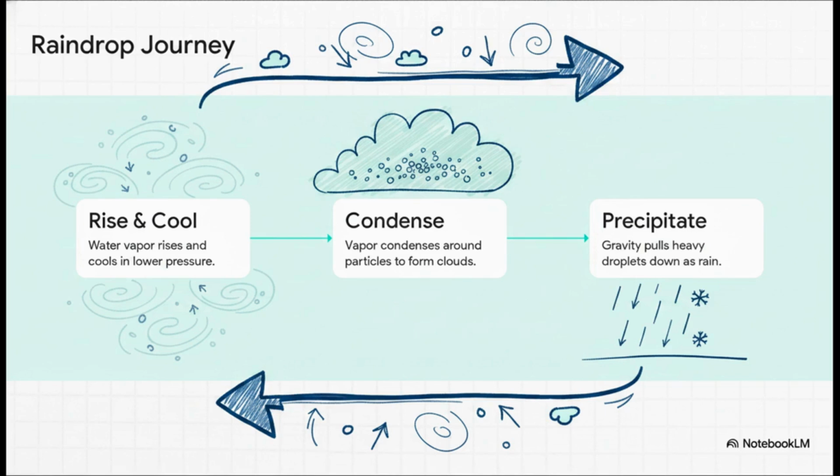Water vapor rises and cools as the atmospheric pressure drops. Then, that vapor condenses around tiny particles, like dust, turning back into liquid droplets to form clouds. Finally, when those droplets gather together and get just too heavy, gravity pulls them down as precipitation: rain, snow, sleet, or hail. And what guides these massive, water-carrying, low-pressure cloud systems around the world? You guessed it, the jet stream. It acts like a giant global conveyor belt for all our moisture.